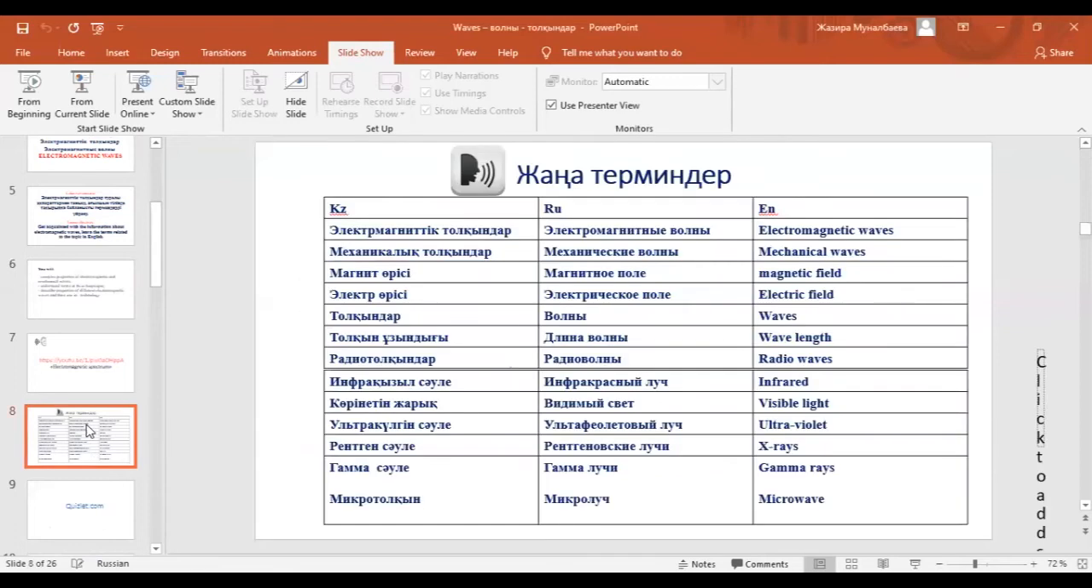Next. These are the terms in three languages. Электромагниттік толқындар, электромагнитные волны, electromagnetic waves. Механикалық толқындар, механические волны, mechanical waves. Next. Магнит өрісі, магнитное поле, magnetic field. Good. Next. Электроөрісі, электрическое поле, electric field.